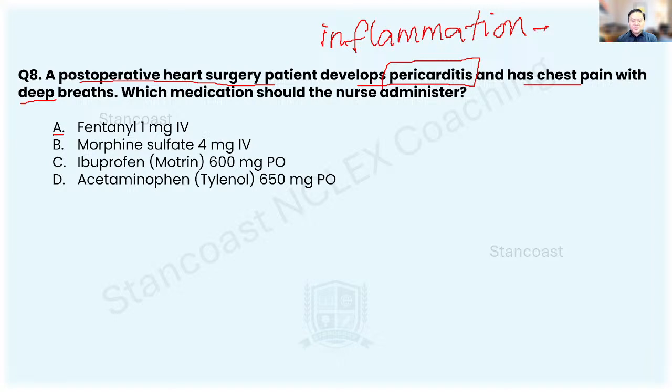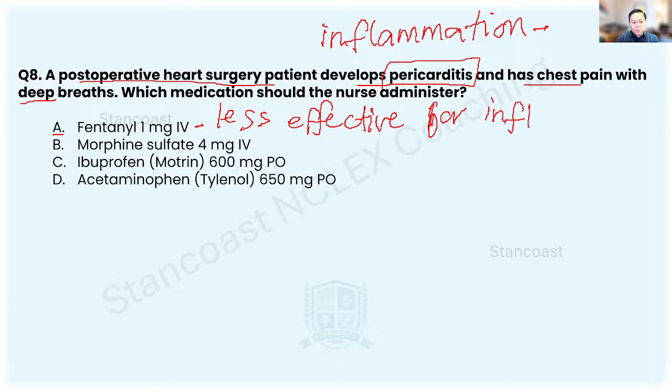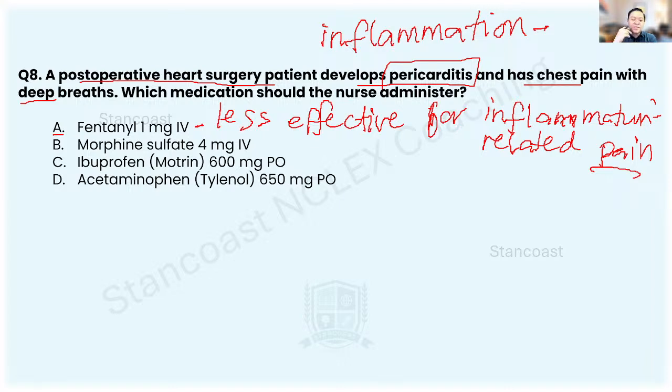Letter A. If you had answered letter A, fentanyl 1 milligram IV, it is going to be less effective for inflammation related pain. Just for a moment. Yeah, probably it will be good for, let's say, 2 to 3 hours. Boom, gone. But we're talking about a pericarditis type of pain here.